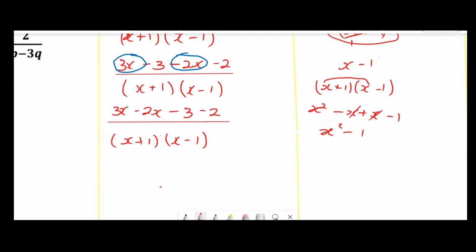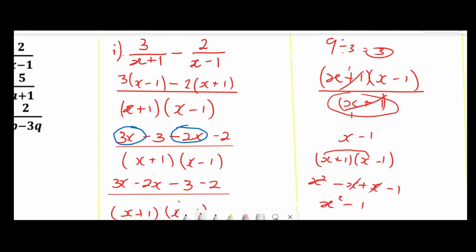Okay, let's move on. So we can just simplify 3x minus 2x, that is going to be x. We have x, and then this stuff is going to be negative 5. That is negative 3 minus 2. So you're owing 3, and then you still owe another 2. So you're going to owe 5. So you have negative 5, and then all over x plus 1 times x minus 1. So that is our solution to this.